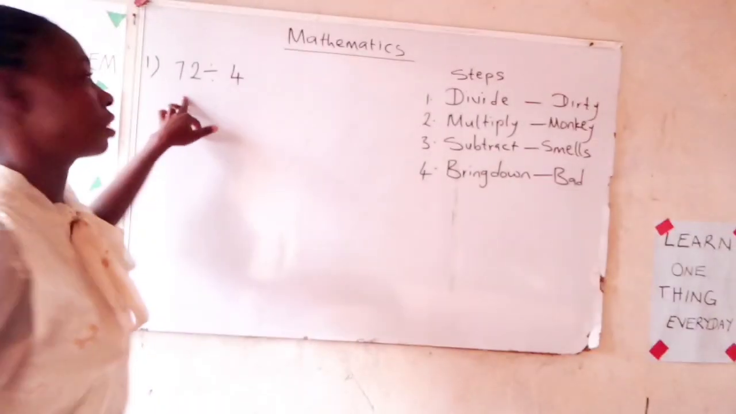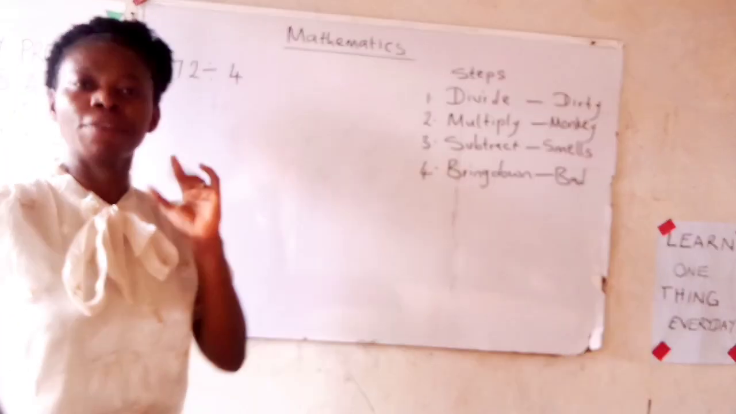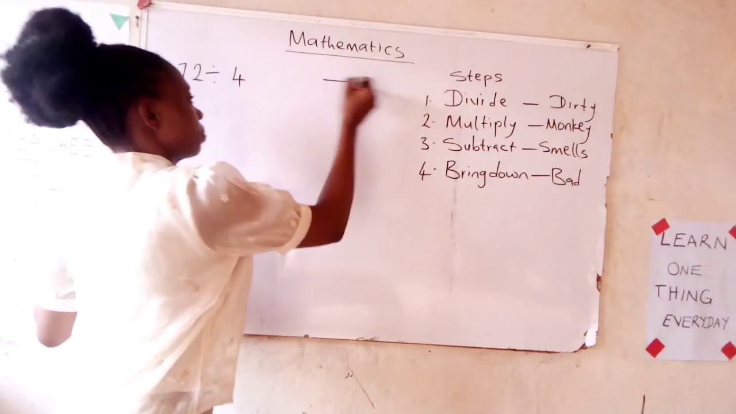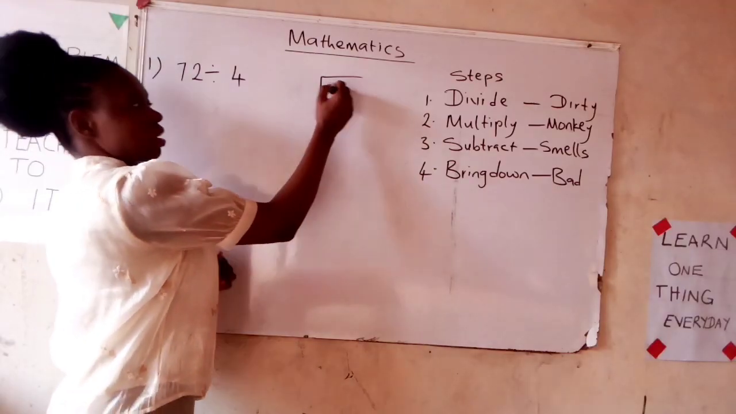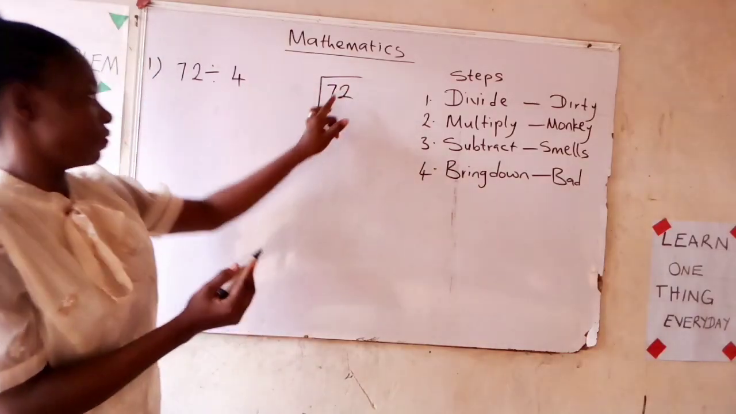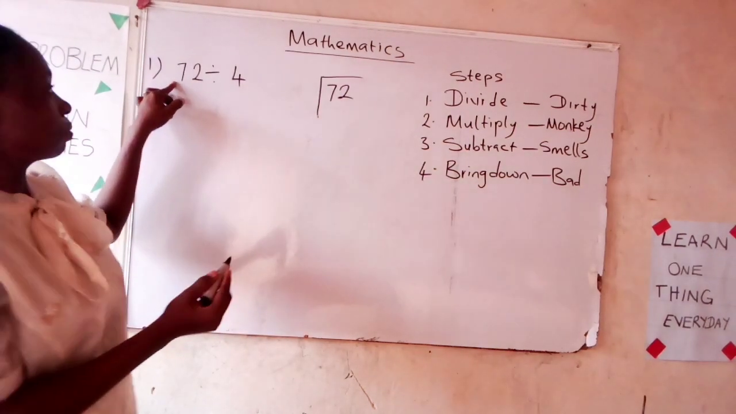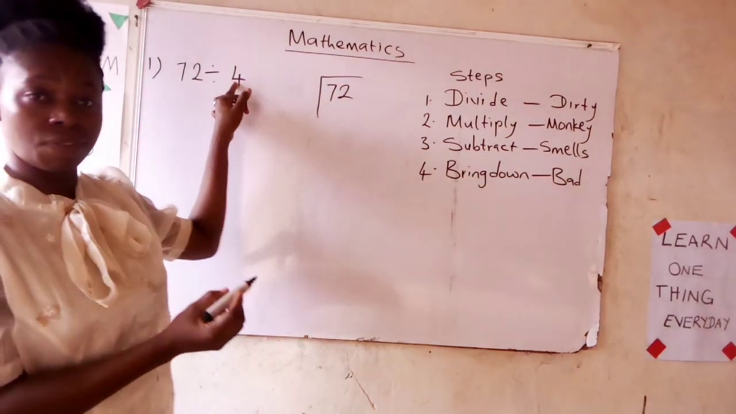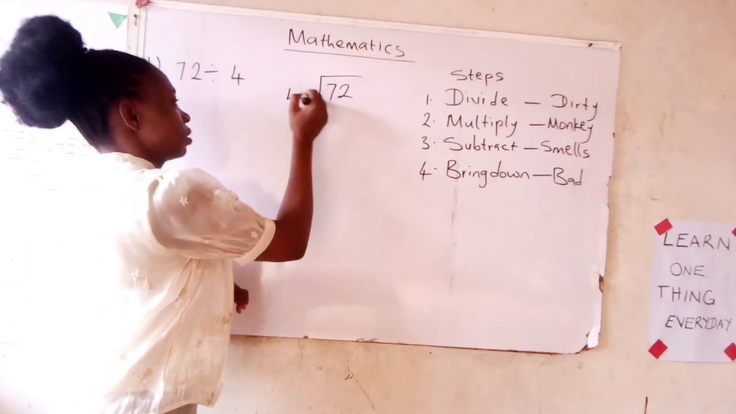Number one example says 72 divided by 4. So I'll put my symbol here and put 72 inside. This is the dividend. The one that is being divided will be inside. The number that is dividing, which is the divisor, will be outside.